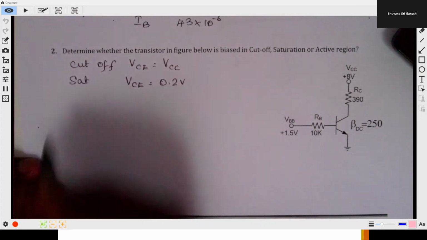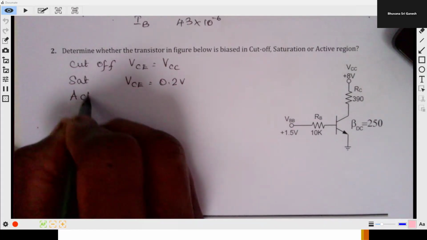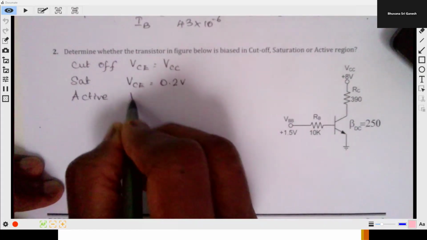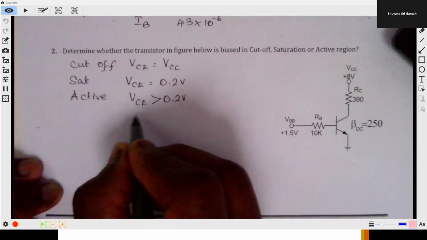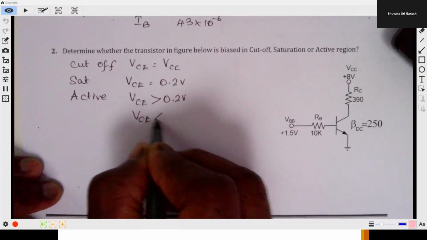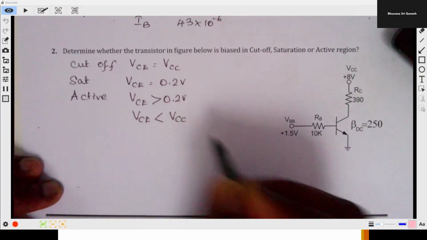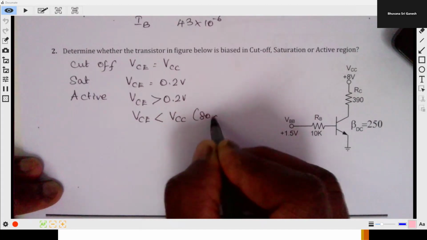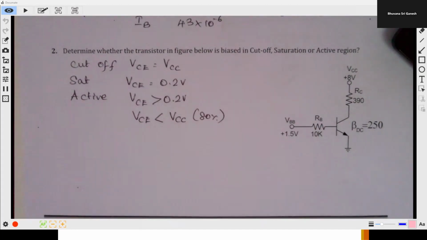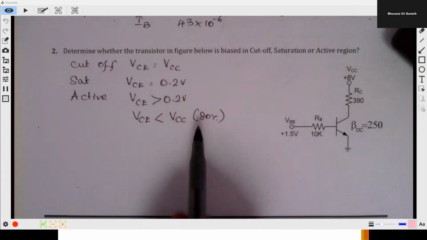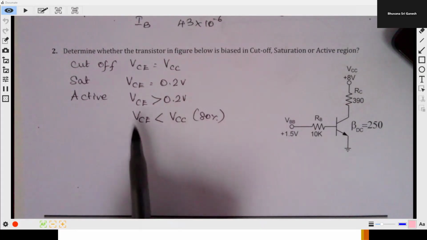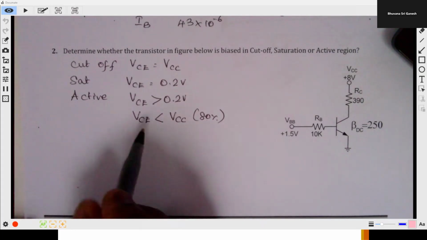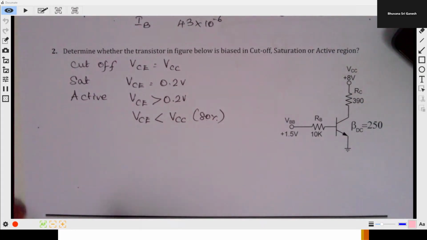Now when the transistor is in active region, VCE is going to be more than 0.2 volts, and it is going to be less than VCC. How much? Up to 80% we can keep, because 20% we can leave as room for errors. 90% also it will go, 100% also it will be sometimes, but when it is up to 80% we can say the transistor is in the active region. Alright, now let's start the calculation.